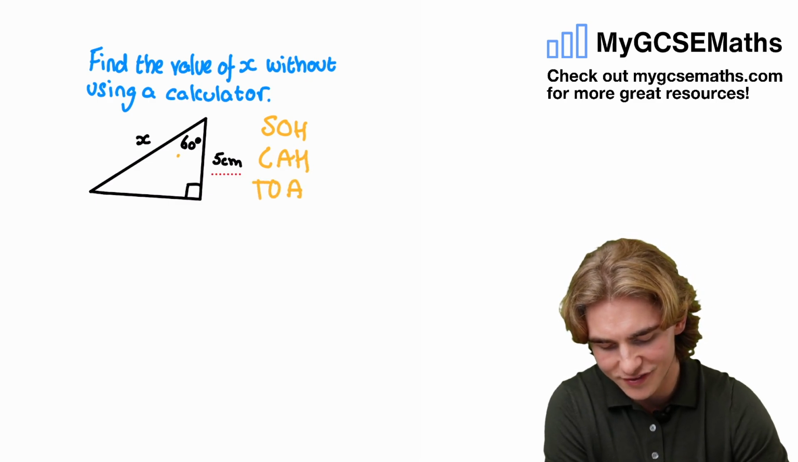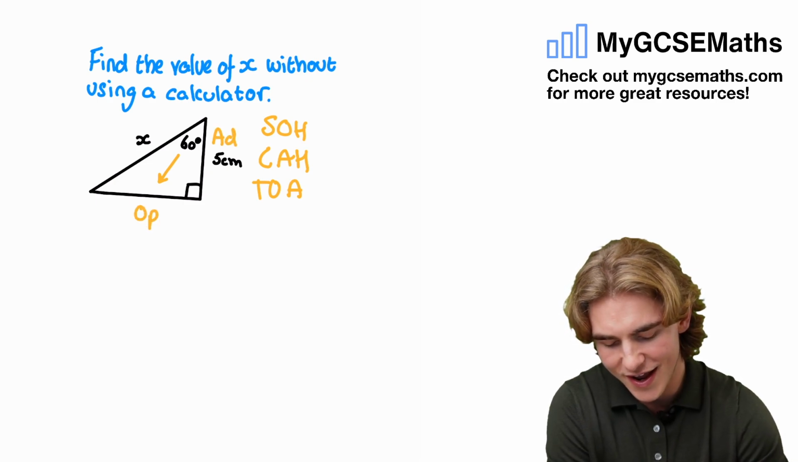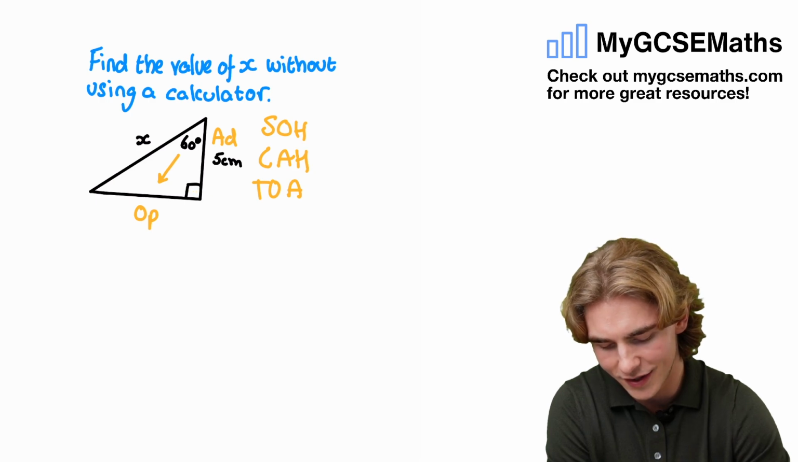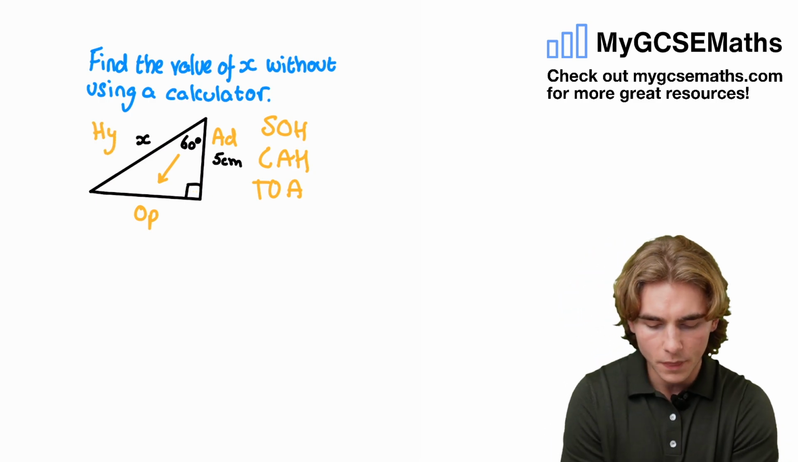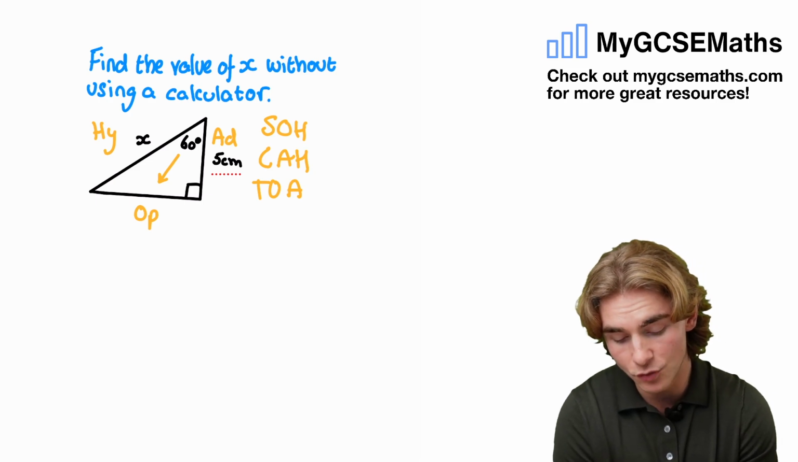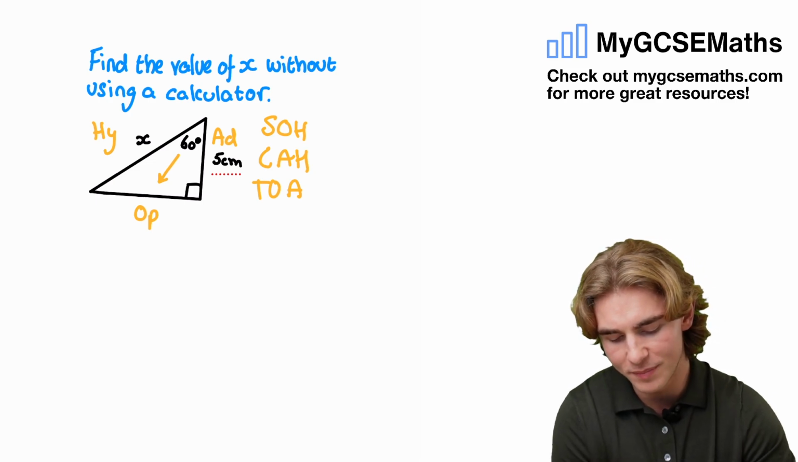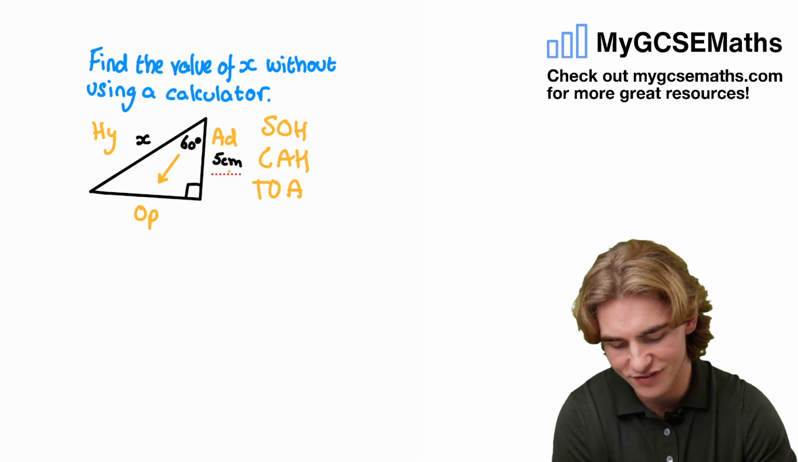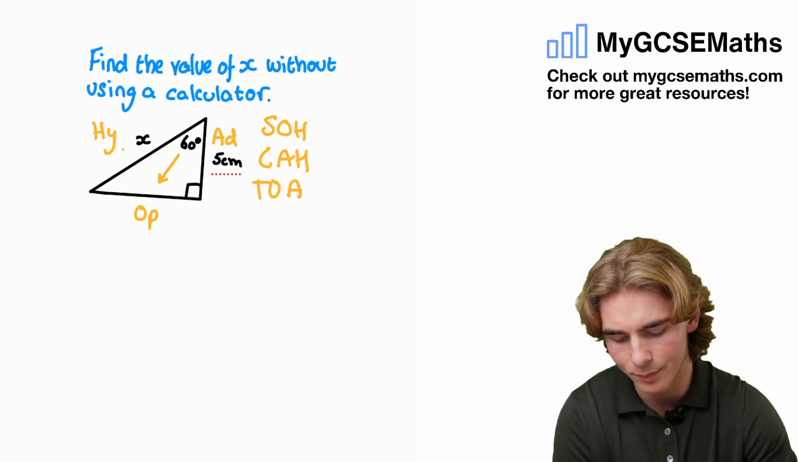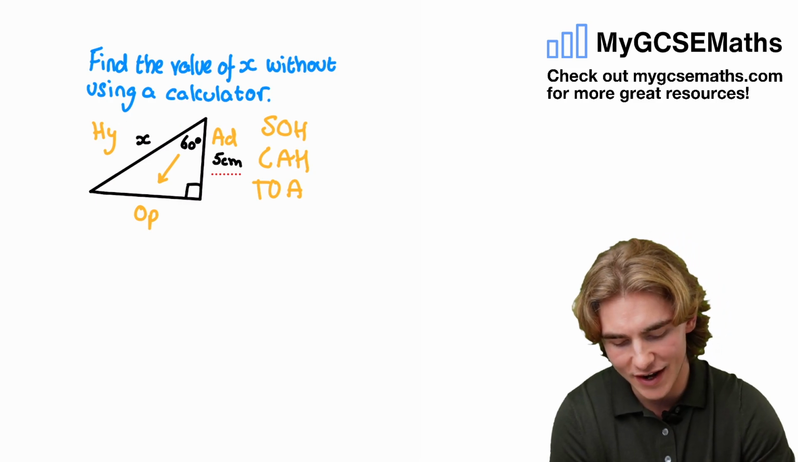We label our side lengths. Opposite the angle, we have the opposite side. Our side length next to the angle is our adjacent side, and the side length opposite the right angle is the hypotenuse. Where do we go from there? Based on the information that we are given and want to work out, we choose either SOH, CAH or TOA. In this case, we've been given the adjacent, it's 5 centimeters, and we want to work out the hypotenuse, x. So we're going to use the one which includes the A and the H, that is going to be CAH.